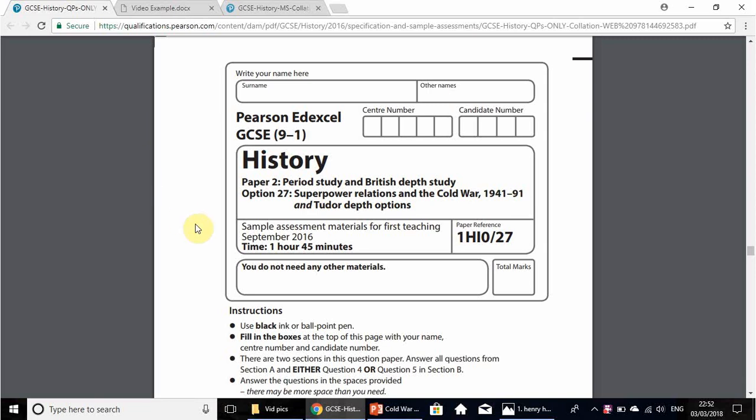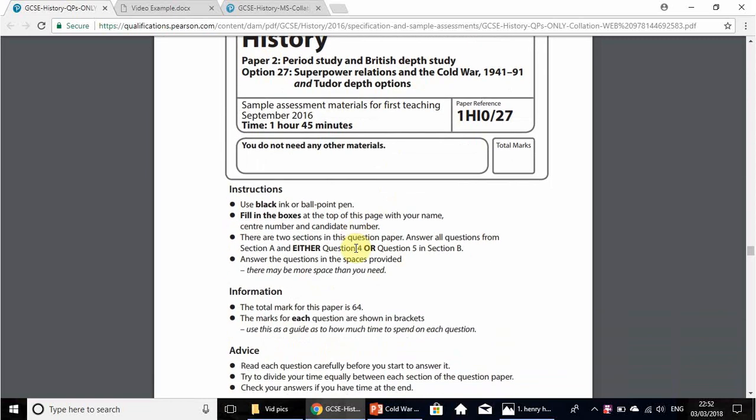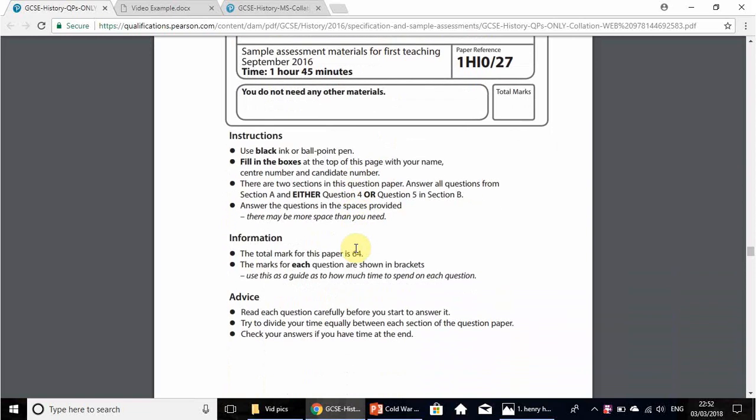You'll notice that the assessment takes an hour and 45 minutes. You need to split your time roughly between the two units, so the bit we're going to talk about today should take you just over 50 minutes. Okay, so the paper, you've got all the same instructions that you always get on the front. Look at this one very carefully.